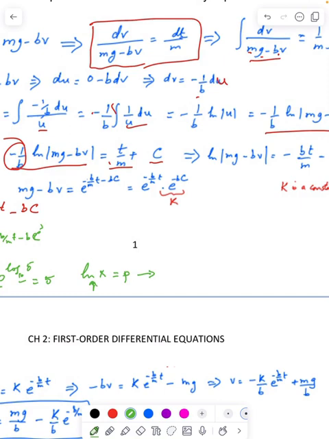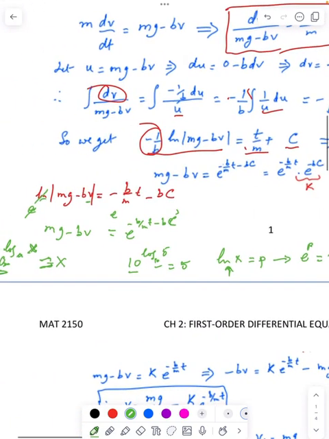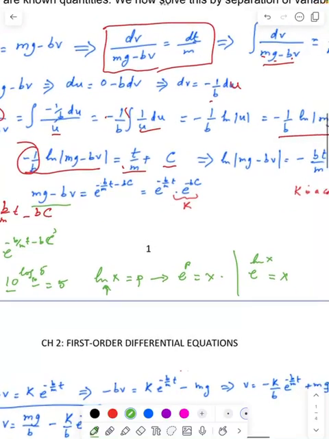When you have ln, remember the base is e, so you can say e to the p is equal to x, or x is equal to e to the p. Or the raising to the power means if you have e raised to ln of x. Why e raised to ln of? Because remember, when we write ln, it means log base e. Then the answer will be x. So that's how we get mg minus bv on the left side, and on the right side I have this quantity.